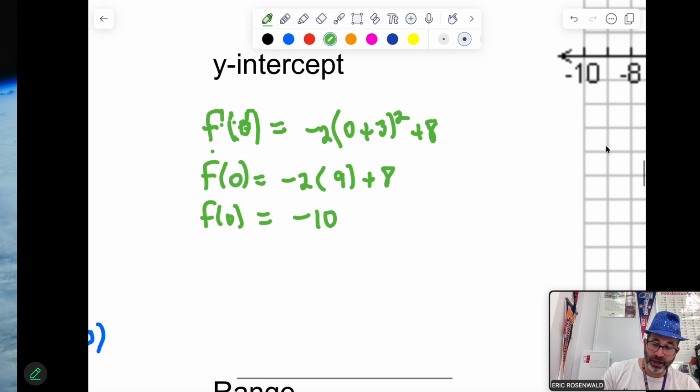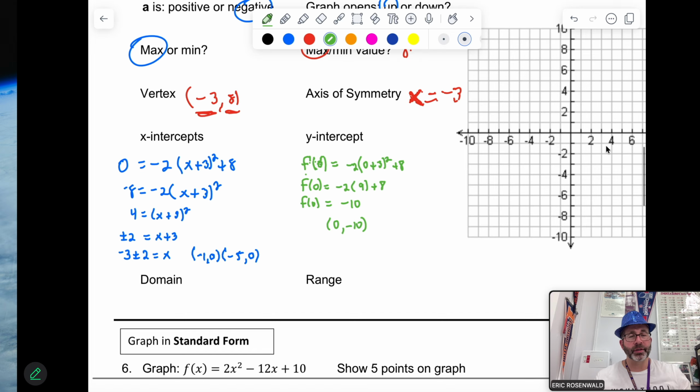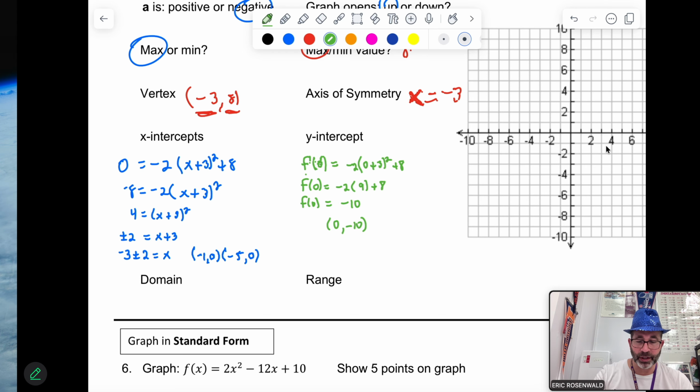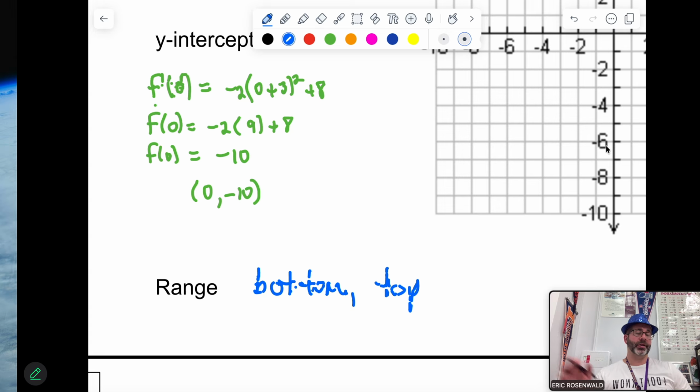So that means my y-intercept is at (0, -10). Okay. When we're talking about the domain, remember the graph goes to the right and it goes to the left forever. So that's always going to be the same thing. It's -infinity to infinity. The range, remember we said, is going to be from the bottom to the top. Okay. Bottom to top, and we're going to have to use parentheses or brackets here.